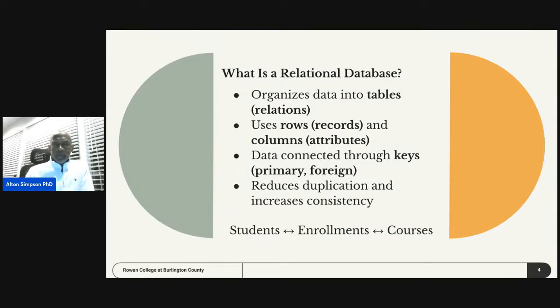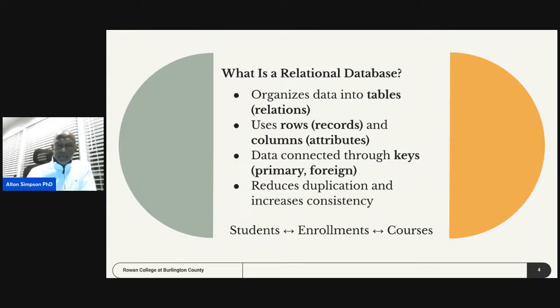What is a relational database? A relational database organizes data into tables, like spreadsheets with rows and columns. Each table stores data about one type of thing. For example, a students table, a courses table, and an enrollments table. The relationships between these tables, established through primary keys and foreign keys, let us connect information efficiently.